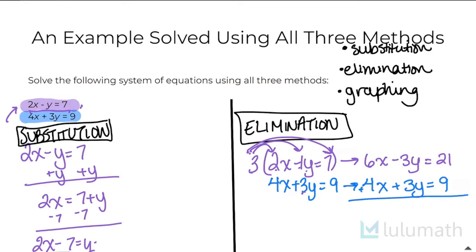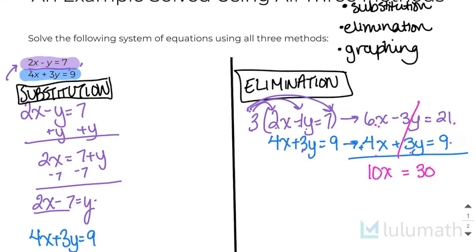And when I add them together right here, 6x plus 4x is 10x. Negative 3y plus 3y is 0, so they cancel each other out. And 21 plus 9 is 30. Divide both sides by 10, and you end up getting x equals 3.